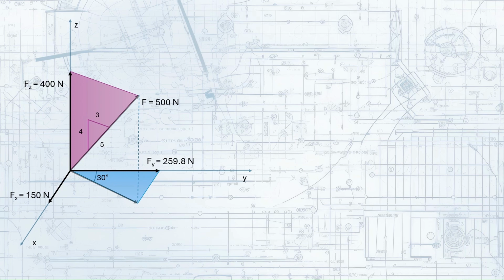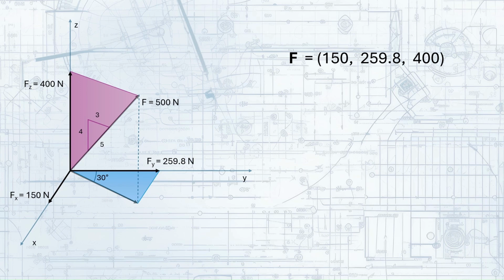Going back to our original picture and labeling the components, we can see how the three components add up to give us the vector F. F in Cartesian form is 150 newtons, 259.8 newtons, and 400 newtons.